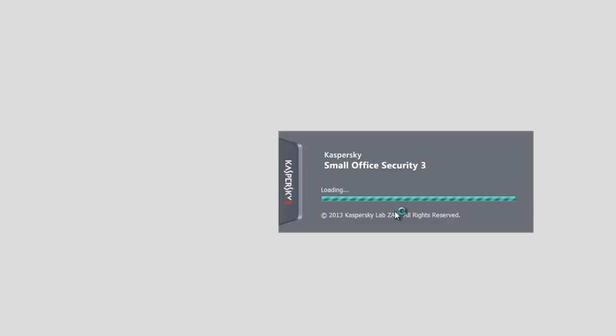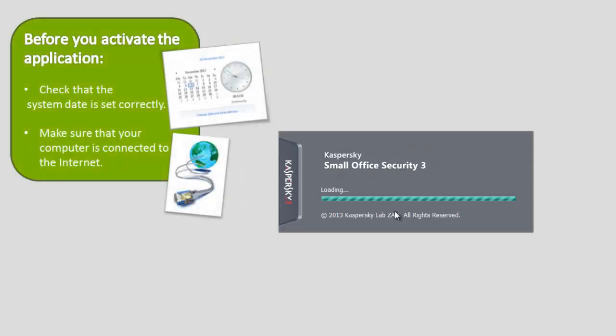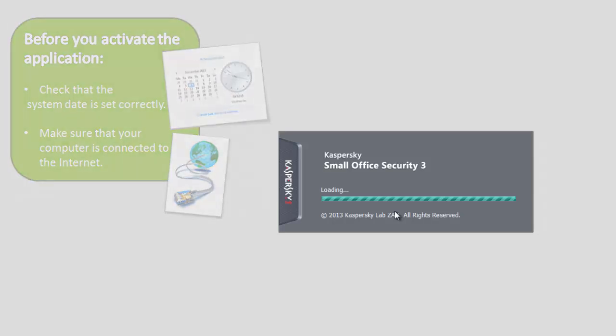During the first run, the application will ask you to select the activation method. After the activation, you will be able to use a fully functional version of the application for a certain period of time. Before the activation, make sure the system data is set up correctly. Make sure your computer has access to the Internet. Activate trial or commercial version of the program.